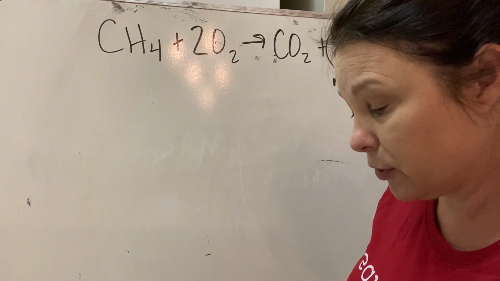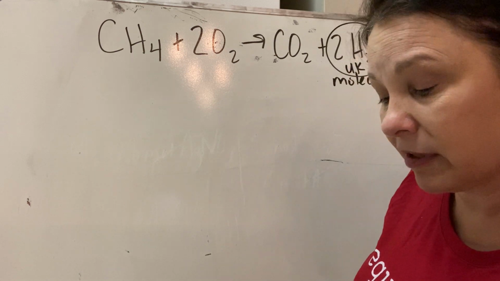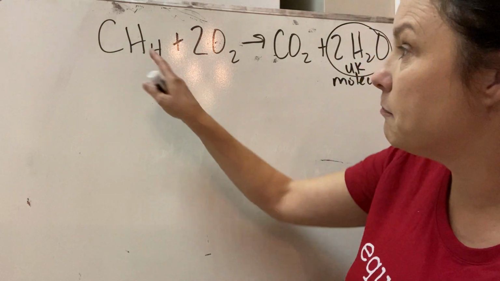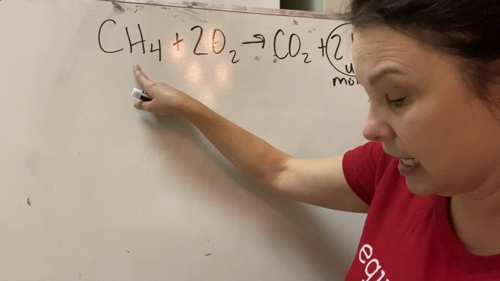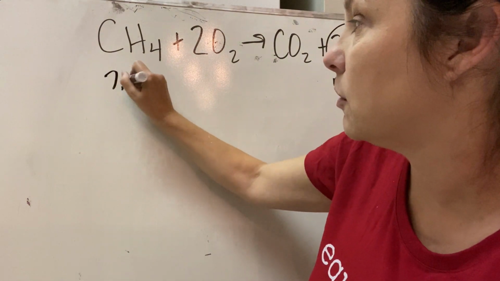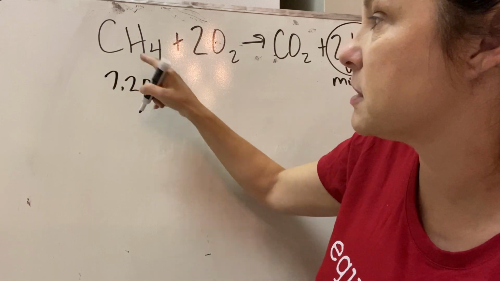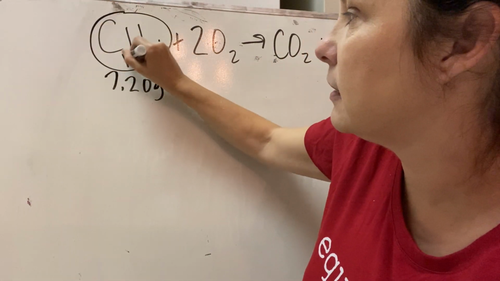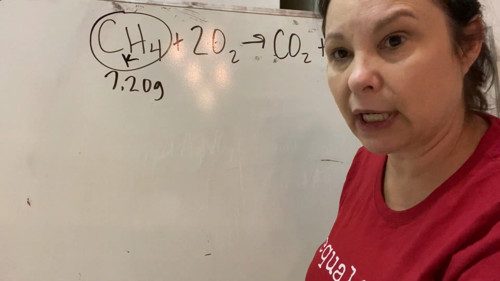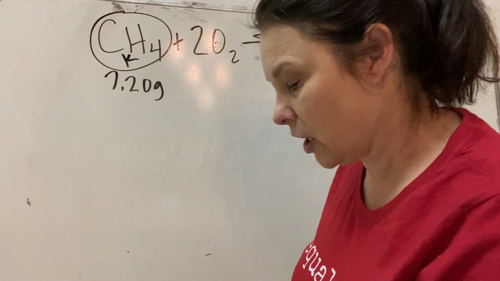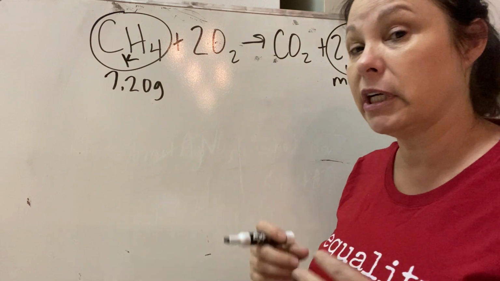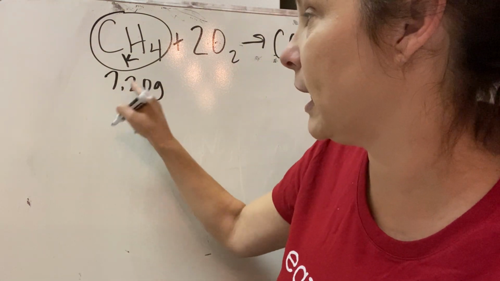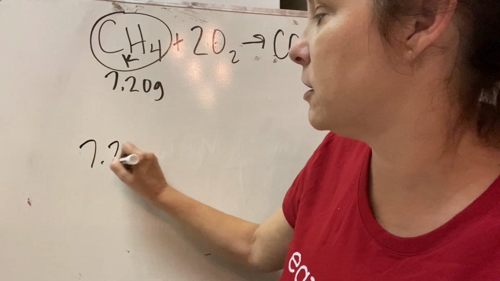Okay? Produced by the combustion of 7.20 grams of methane. And methane is that, all right? And it tells us we have 7.20 grams of the methane. And because I know how much I have of that, then that is my known. Okay? All right. So now that I've identified my known and unknown, I'm going to continue with step 1 and start my board with that value that I know.